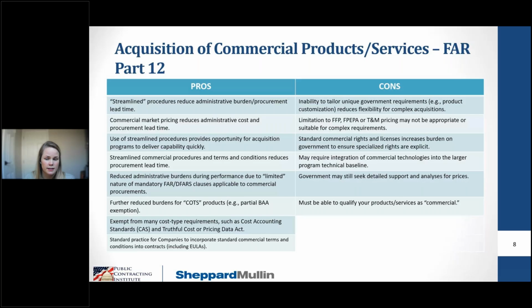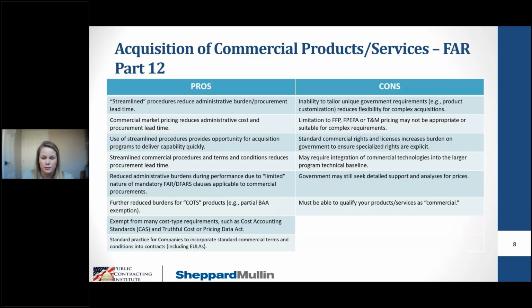Some cons: for starters, you're stuck selling commercial products and services, which generally reduces your ability to provide customized solutions that might meet the government's need. Things also may get complicated where you're hired to incorporate your commercial technology into a larger government system. The risk of cost overruns remains on you in the fixed price context if that integration is more complicated than you anticipated. Even though the whole process is supposed to be more streamlined, remember, it's still a government contract.